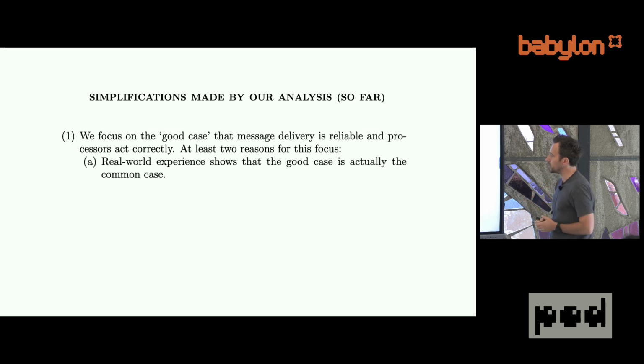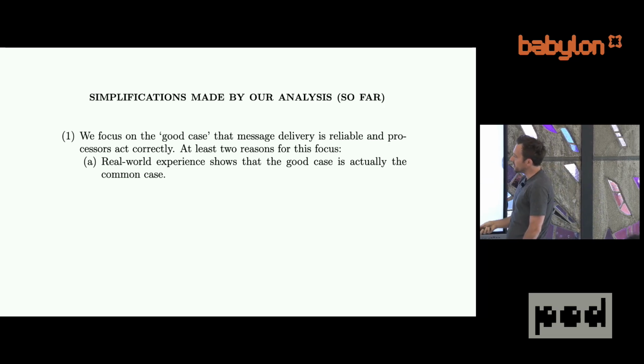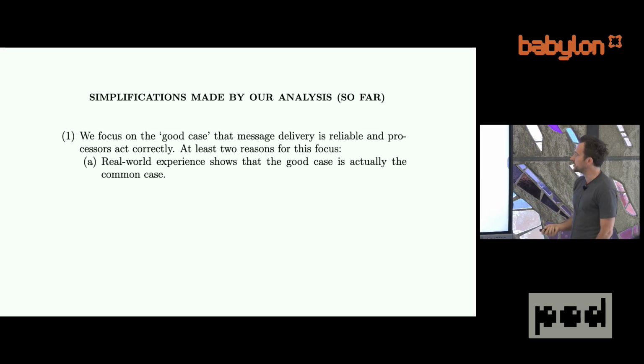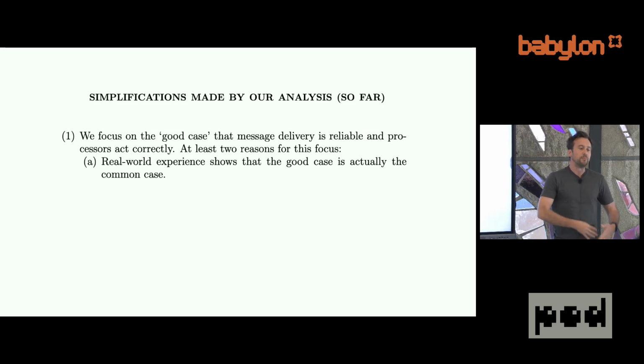Maybe you might want to complicate things. First of all, we're going to focus on the good case: the message delivery is reliable and processes behave correctly. There are at least two reasons for that. First of all, real-world experience shows that the good case is actually the common case. If you look at data from real-world blockchains, you'll find that most of the time, most of the nodes are behaving correctly. So that's really the case that you're going to care about most. If one protocol has slightly better worst-case latency, but it's like 3 times slower, then generally speaking, you're probably not going to be interested in that protocol.